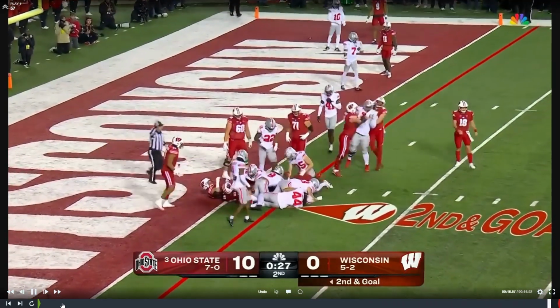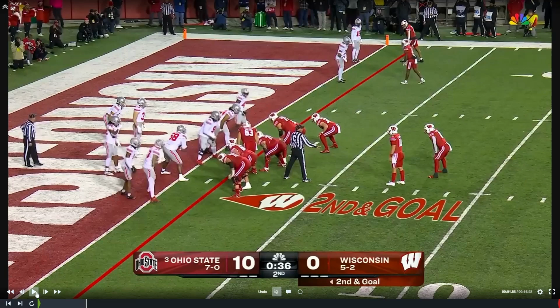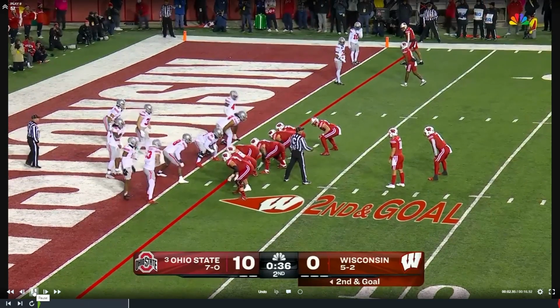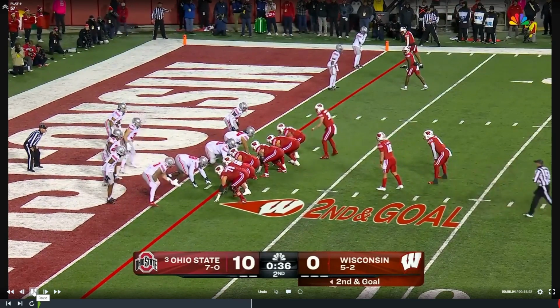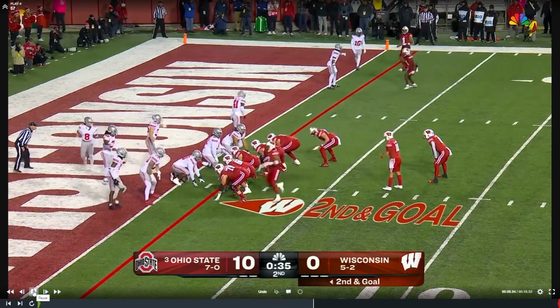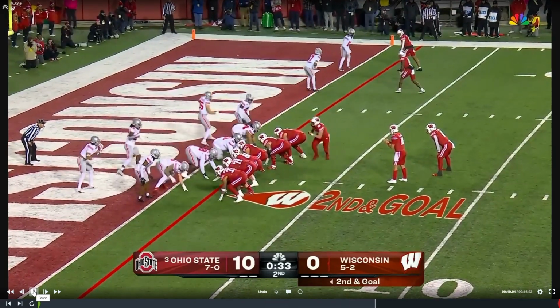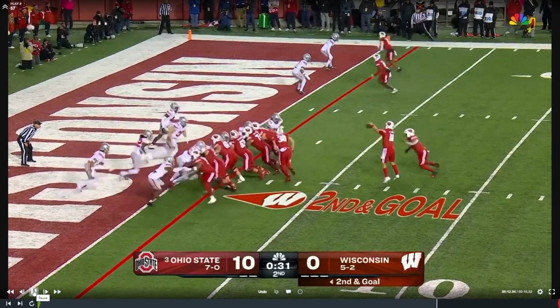Tucker Ashcraft missed a block. That's what affects the outcome of this play. Not the play call, not the design. Tucker Ashcraft missed a block. Simple. We got them how we want.